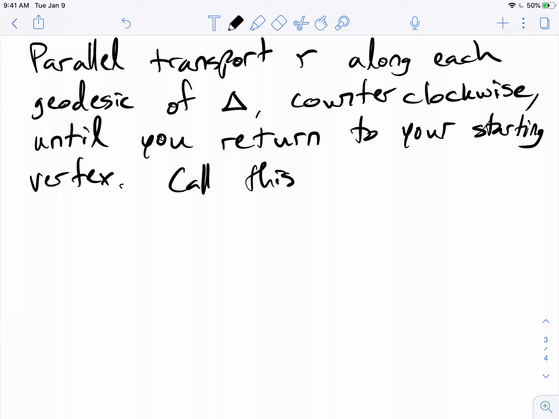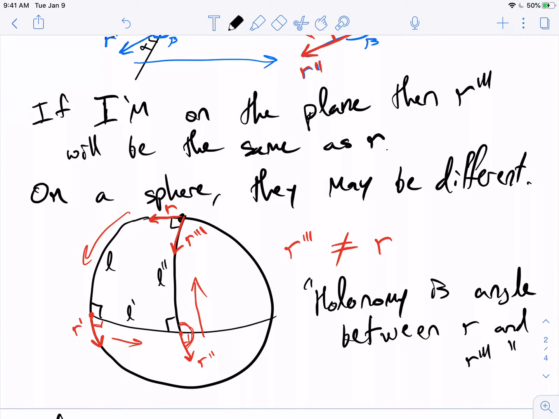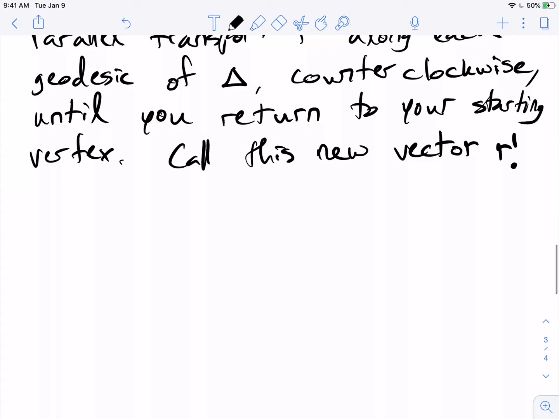Let's call this new vector, let's give it a name. I'm just going to call it R prime. So it's the one which I was previously calling R triple prime here. But I don't care about the other ones, so I'll just call it R prime now.